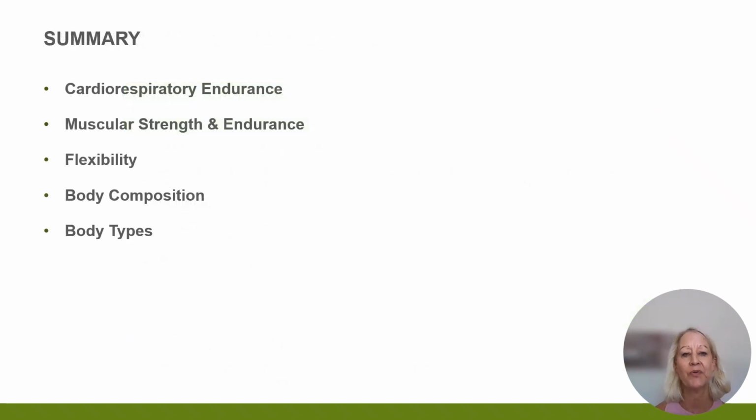So in summary, our health and fitness components include cardiorespiratory endurance, which includes our heart and lungs and the efficiency of them. Ideally, you should exercise 3 to 5 times per week at an intensity level of about 55 to 90% of your maximum heart rate. Now, your session should be about 20 to 60 minutes per session. And they should include aerobic activities like running, swimming, and cycling.